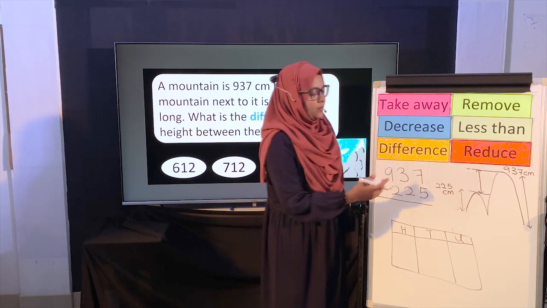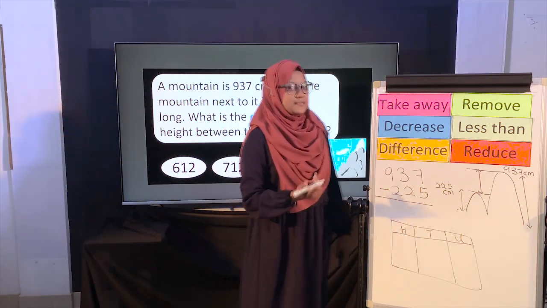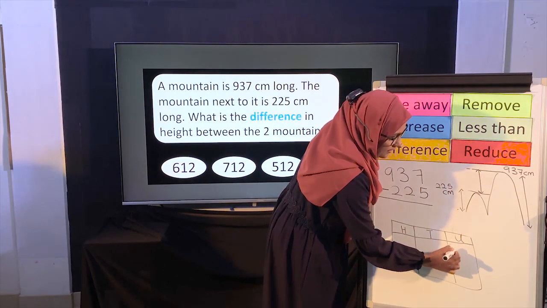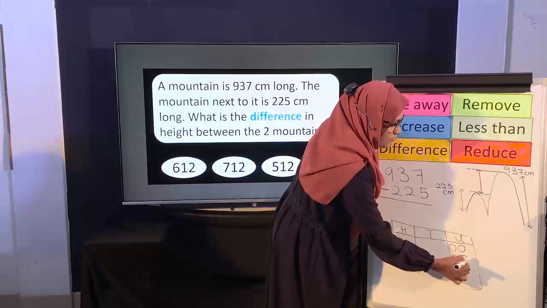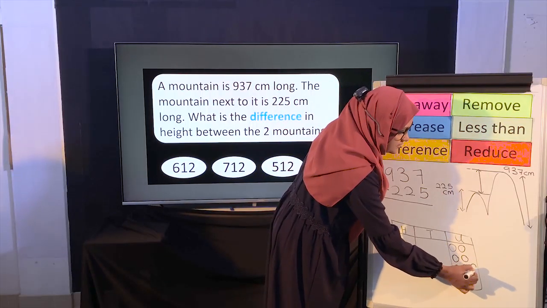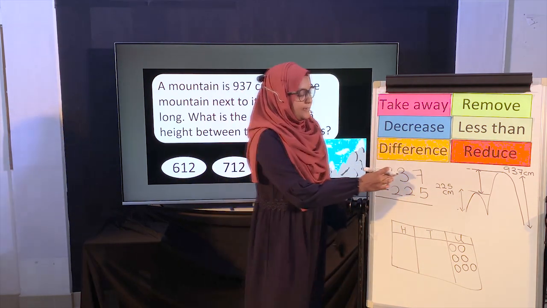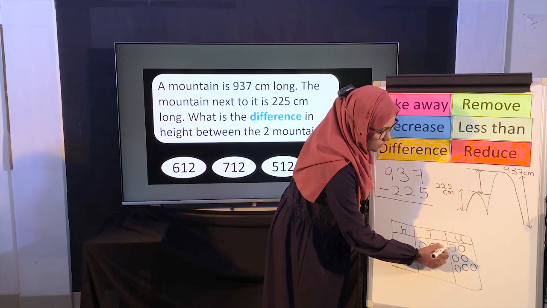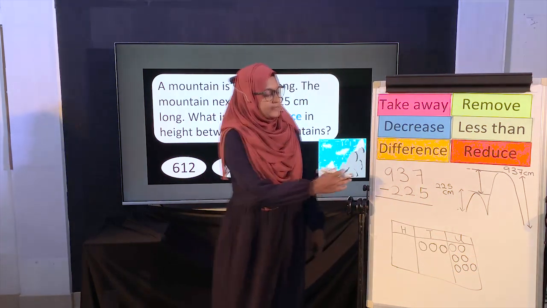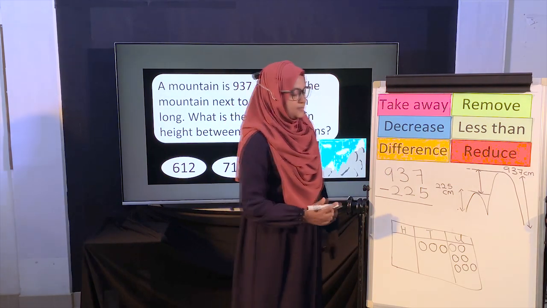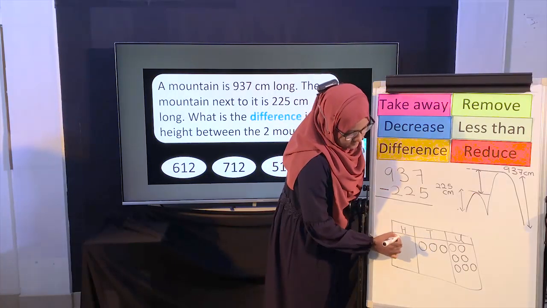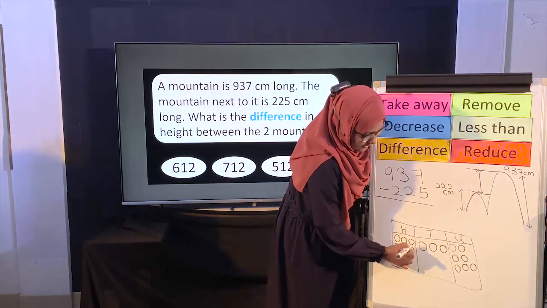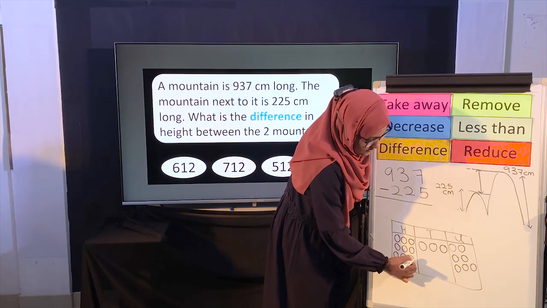So what is the total number on units place? It is 7. So we have to draw how many circles? 7 circles. Very good. 1, 2, 3, 4, 5, 6 and 7. Next, in tens column we have to draw 3 circles. Very good. 1, 2 and 3. And next in hundreds we have 9 hundreds. That means 9 circles. 1, 2, 3, 4, 5, 6, 7, 8, 9.